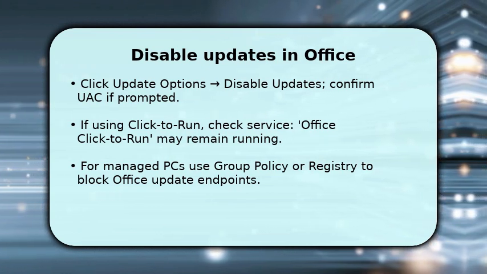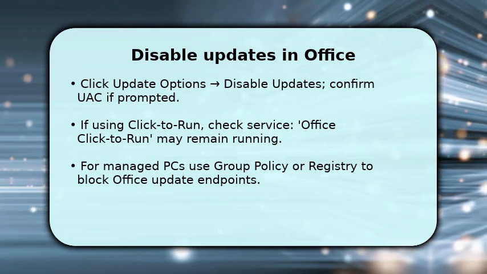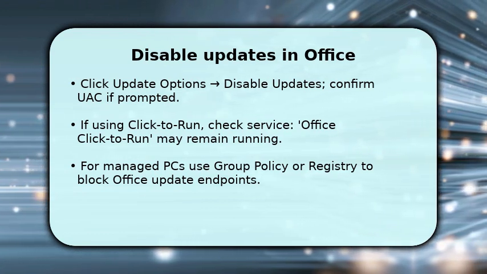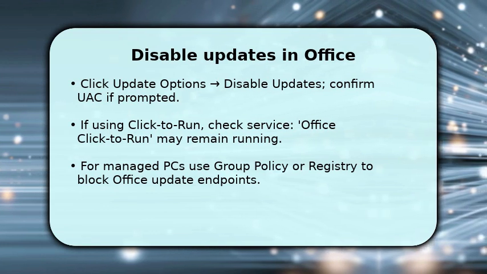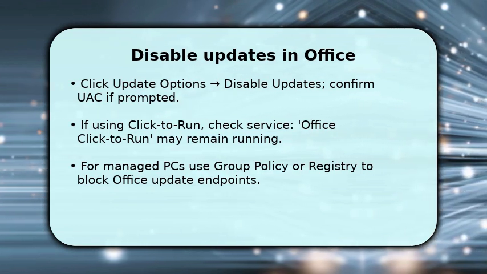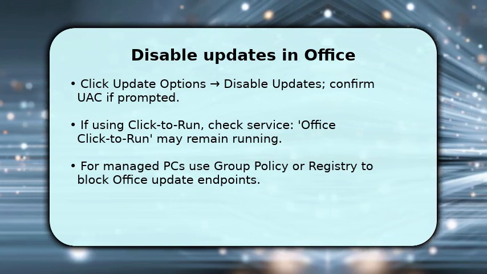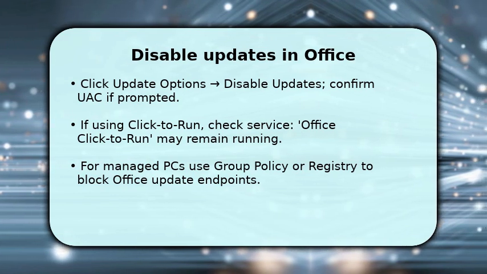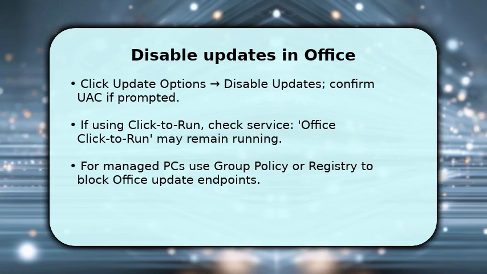Once done, verify the Office Click-to-Run service status in Services, stop it if necessary, but make sure you understand the impact. If you manage multiple machines, use group policy templates or a registry key to enforce the settings centrally. This prevents users or repairs from re-enabling updates. Remember to document the change for IT records and plan manual update checks.